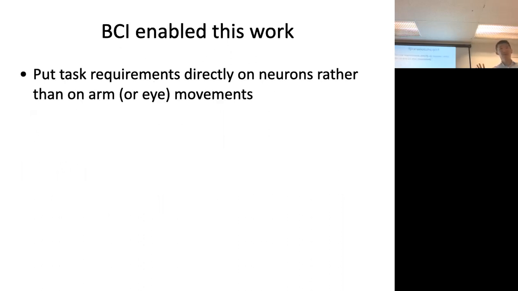Okay, so now let's hop up a level and come back to the very beginning of this talk, where we talked about how BCI is a tool for doing basic science. The insights that we've obtained here were made possible by putting the task requirements directly on the neurons, rather than indirectly based on arm or eye movements, which is more typical of experiments that we conduct in the field.